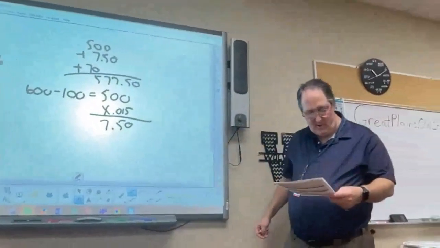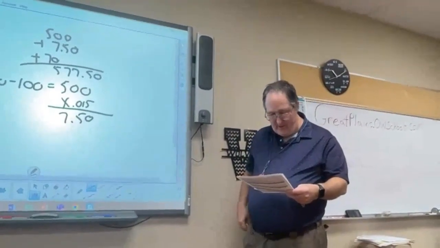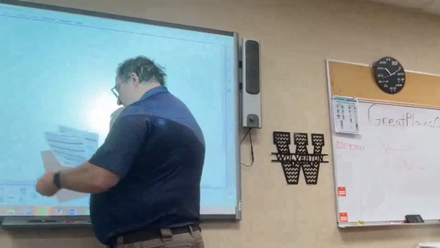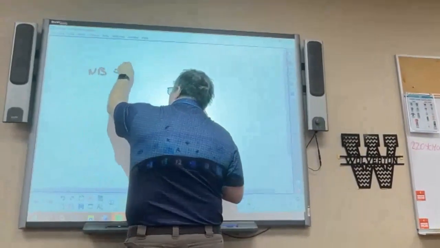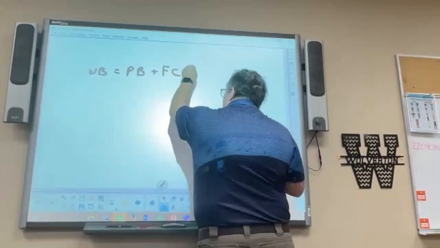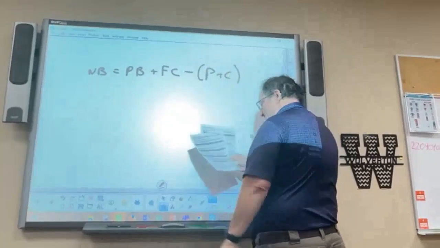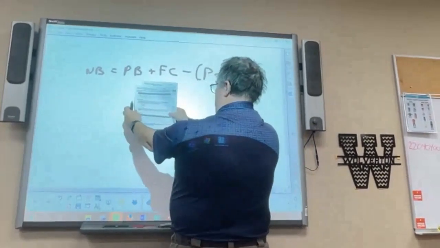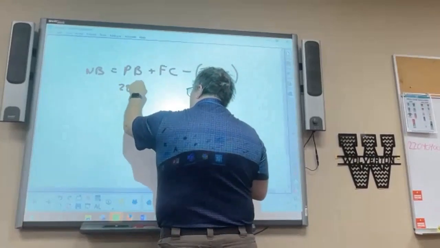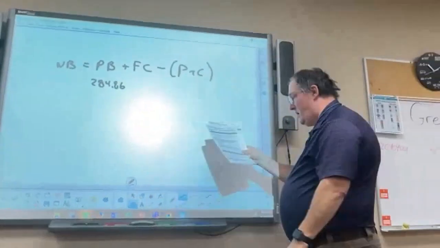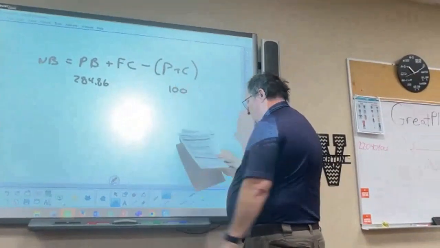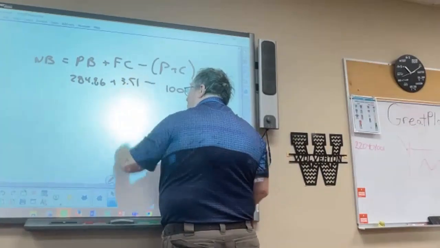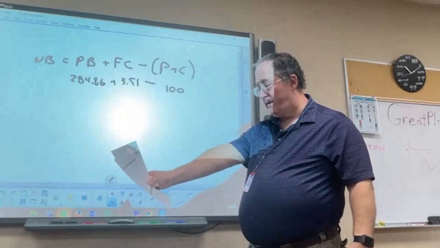Question number 4. Jordan Amadeo's charge account statement shows a previous balance of 284.86, payments of $100, and a finance charge of $3.51. Okay. To the nearest tenth, what is the monthly periodic rate he's being charged?